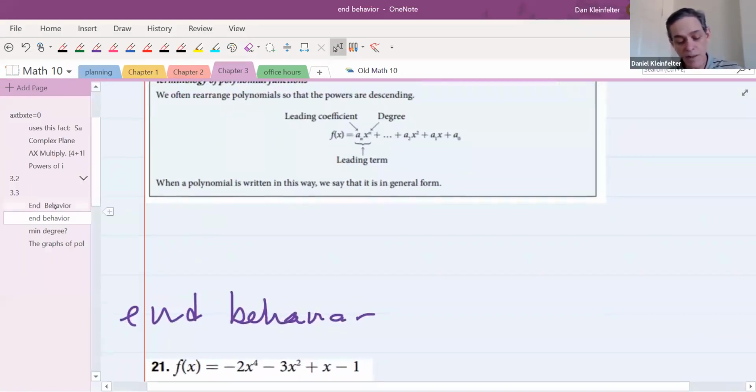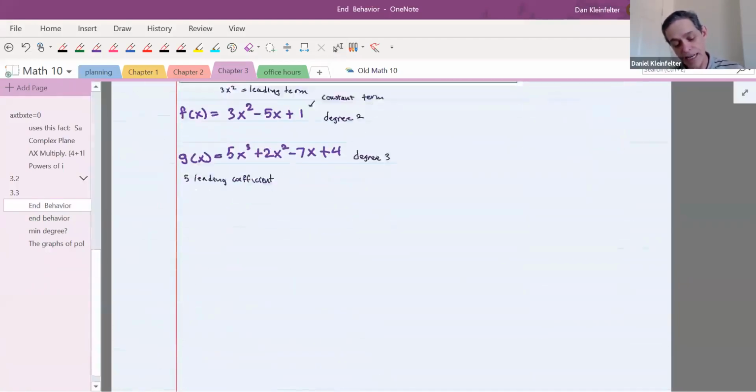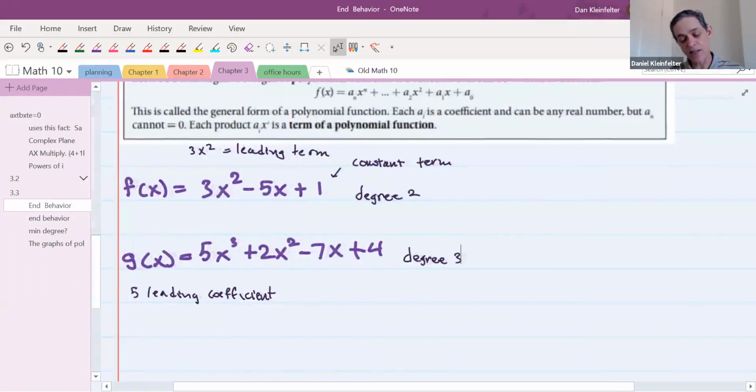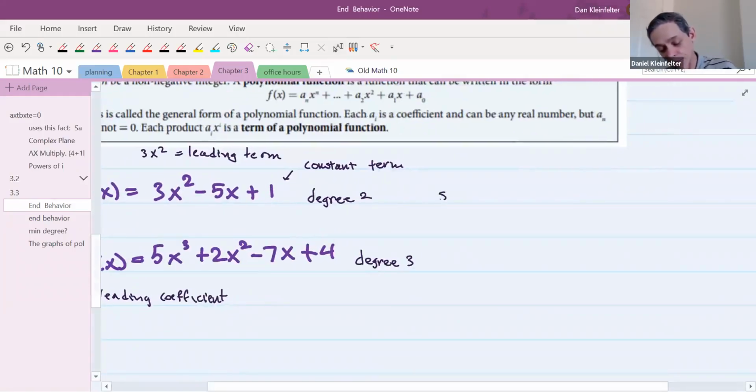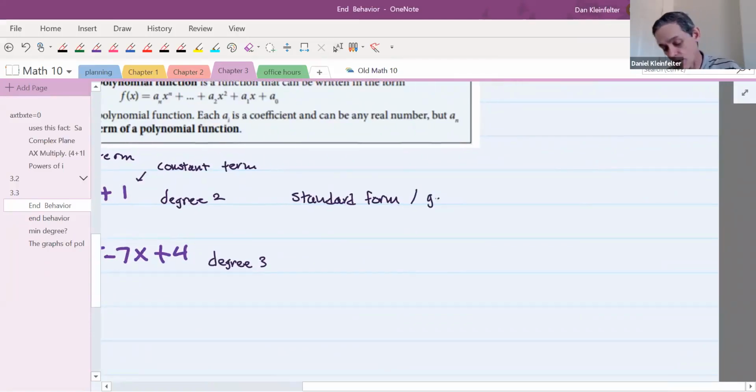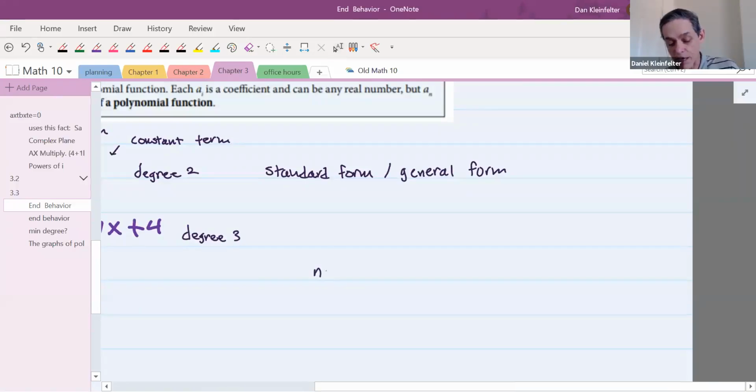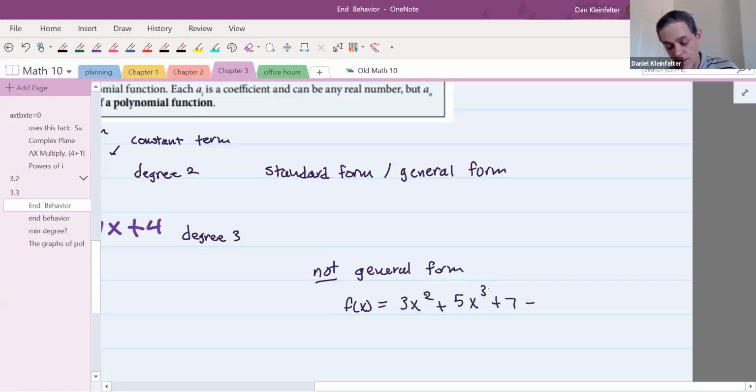When you write the polynomial's terms in descending order like this, it is called standard form. Not a very meaningful name, but that's the name. It's also sometimes called general form, where each of the terms is listed out by degree. So an example that is not in that form is if you had, say, 3x squared plus 5x cubed plus 7 minus x.